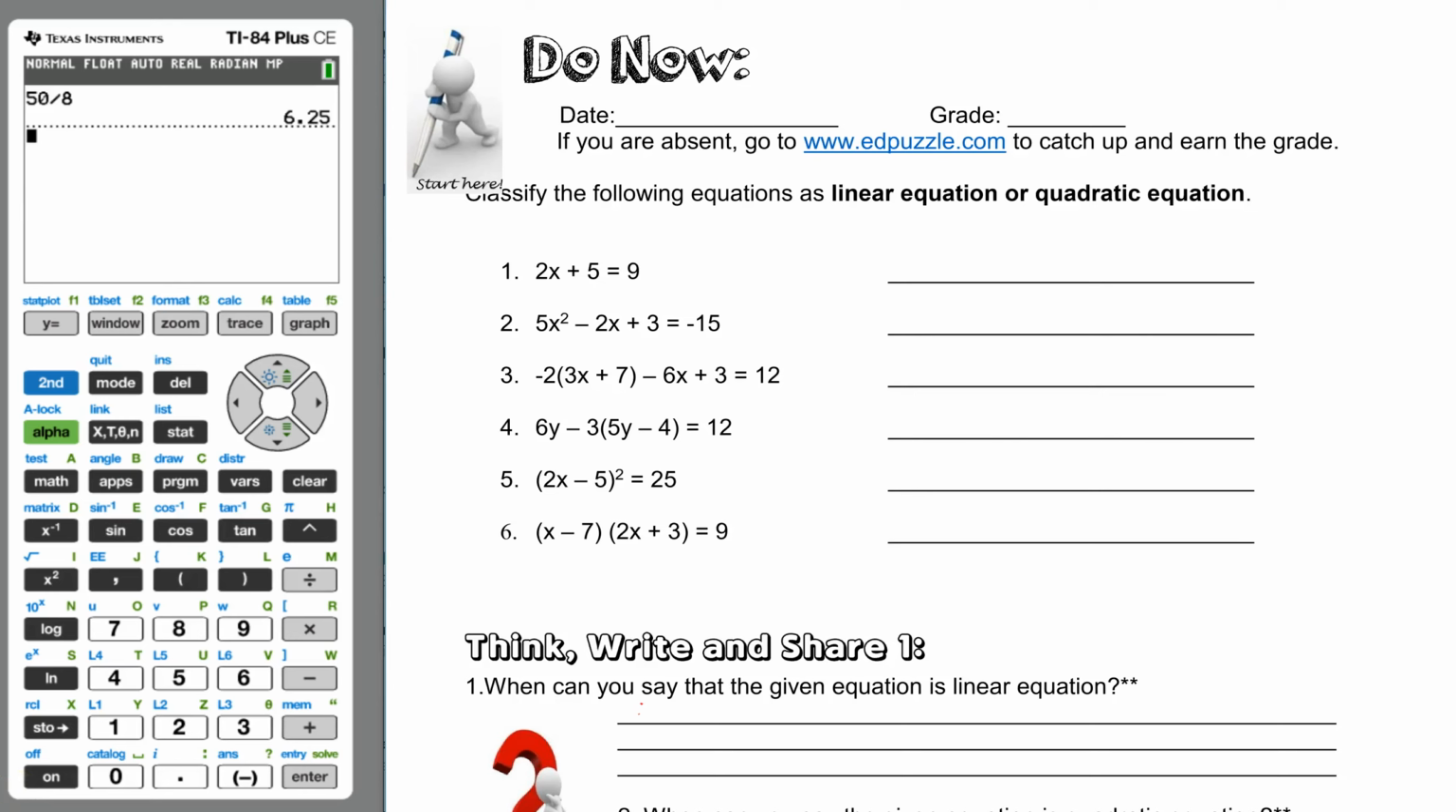Let's work now on the do now. You are asked here to classify the following equations as linear or quadratic equation. Number one, you are given here 2x plus 5 equals 9. I would say that this one is a linear equation. Number two, 5x squared minus 2x plus 3 equals negative 15. This one is a quadratic equation.